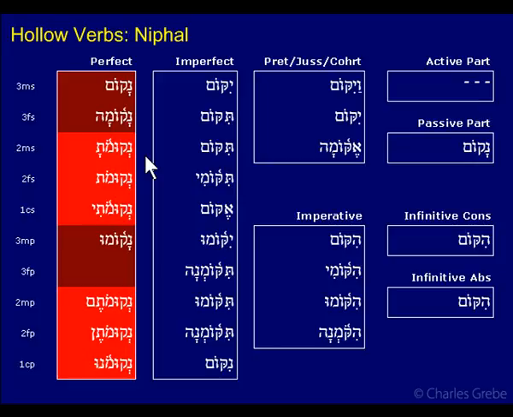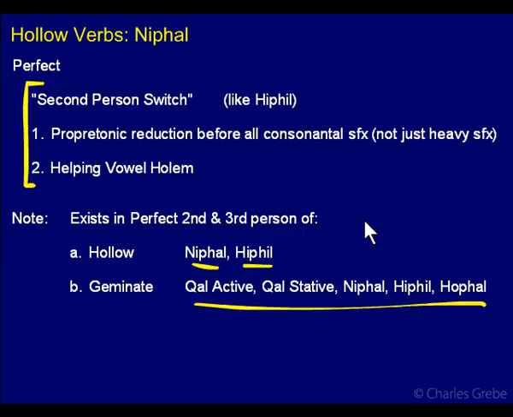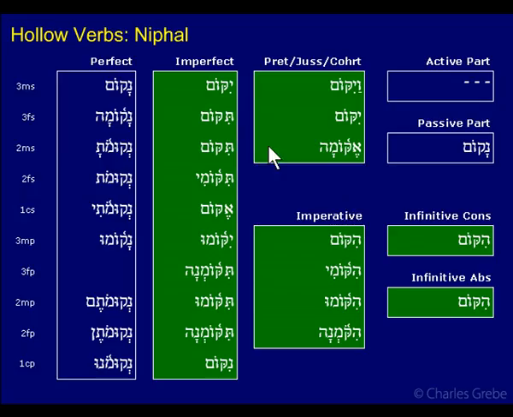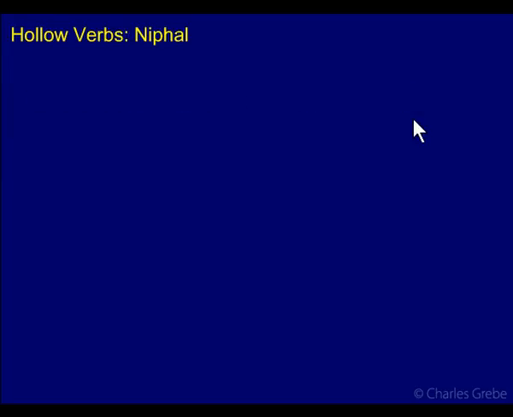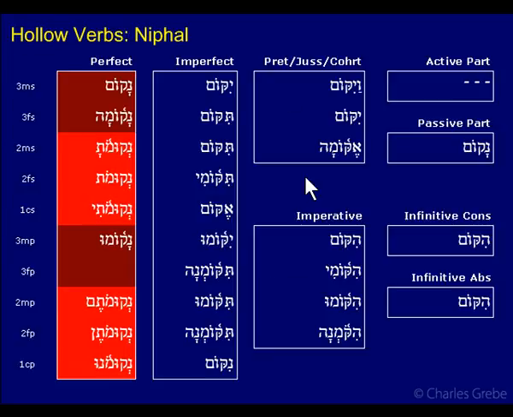So most of the features that we need to pay attention to for the hollow Niphals are in the perfect, and it mostly surrounds this second-person switch thing. We have our qamets that marks the perfect, not the imperfect, for the Niphal. We have holem throughout everything else, a holem theme vowel. And what I want to say about the imperfects, the nun assimilates as dagesh forte just like the normal Niphal, the Niphal in the strong verbs. So, yeah, all I want to really say here, or most of what I want to say, pertains to the perfect.